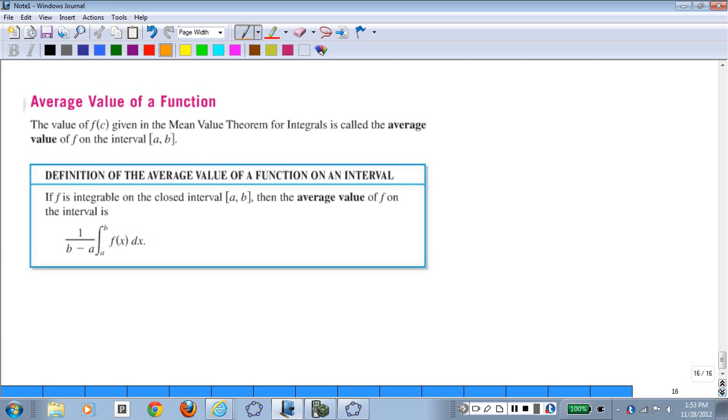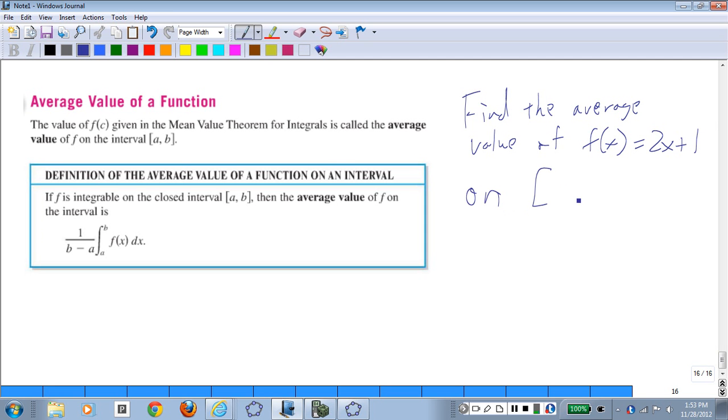So if I wanted to find the average value of a function, well, I just did. Let's find the average value of a linear function. Find the average value of f of x equals 2x plus 1 on the interval from 2 to 6.